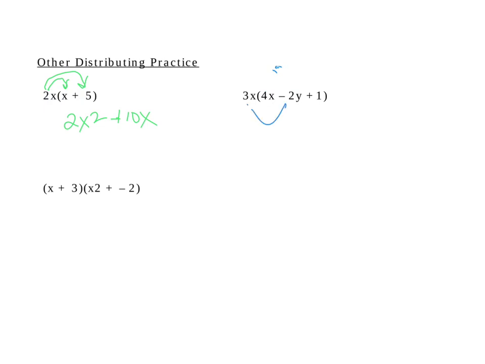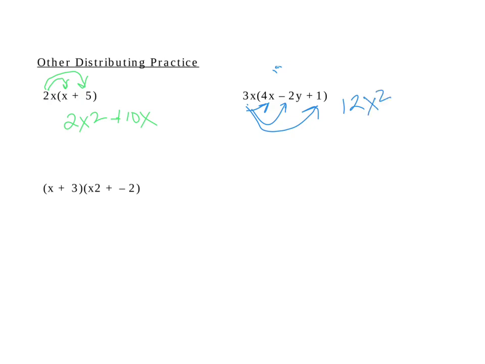It's not going to get it. It's not going to do it. 3x times 4x, 3x times 2, negative 2y, and times 2 and times 1. There we go. All right, 3x times 2x.